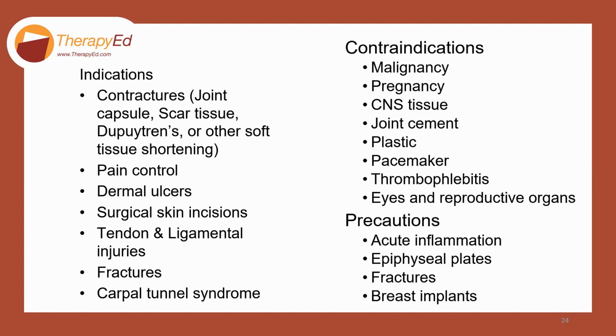Contraindications: malignancy, pregnancy, central nervous system tissue, you don't usually like to heat, joint cement, plastics, pacemaker, thrombophlebitis, eyes, and reproductive organs. Precautions are acute inflammation for heat, epiphyseal plates, all right? So that's a precaution. It shouldn't cause the plates to close. That used to be a contraindication, but it's ruled more of a precaution. Again, over fractures and breast implants.